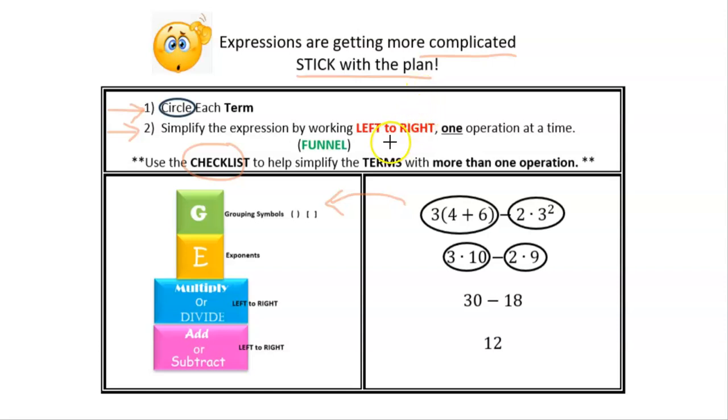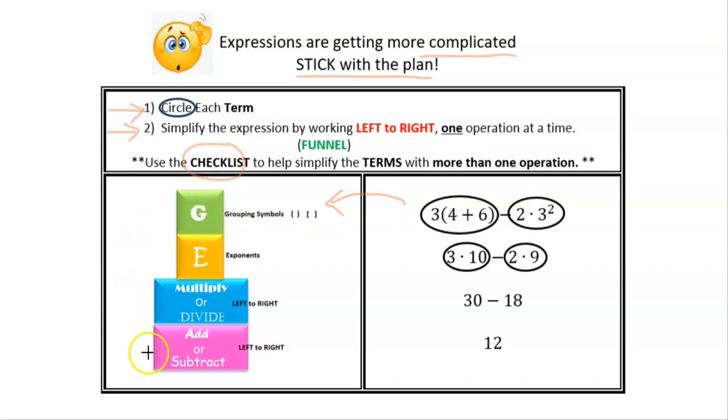The cleanup on these is where it gets a little more complicated because we have more than one operation in a term. This reads 3 times the quantity 4 plus 6. So there's 2 operations. There's the addition here and the multiplication by 3. Now we look at this next term that we circled, and it's 2 times 3 squared. Again, we have times and exponents, 2 operations in one term. So that's how it's going to start to get a little more complex.